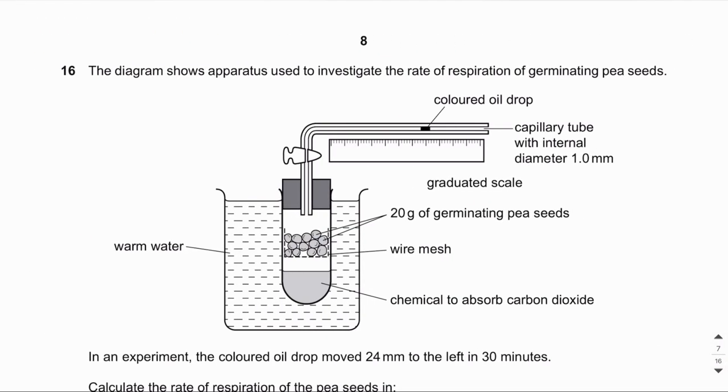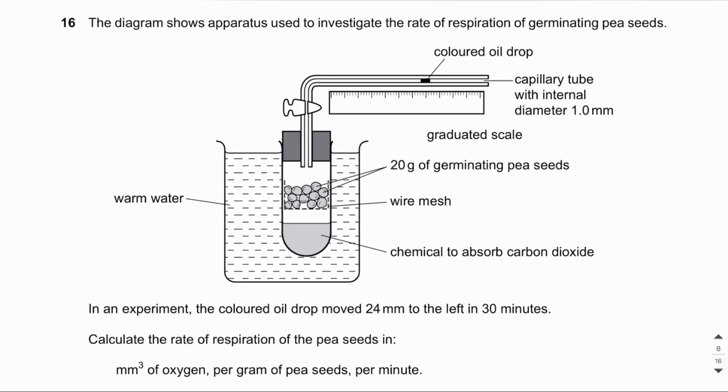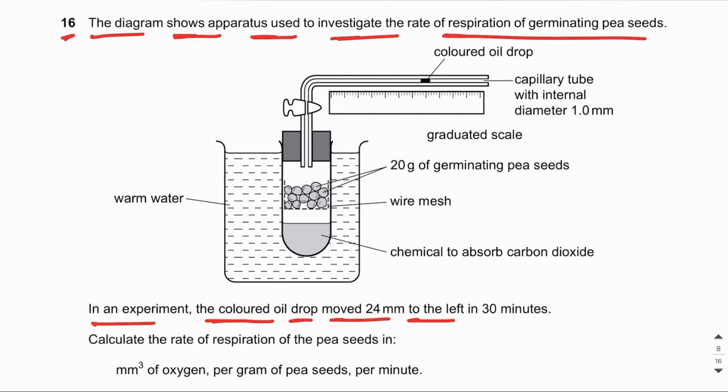Answer is B. Let's move on to MCQ number 16. This is a very good MCQ. The diagram shows apparatus used to investigate the rate of respiration of germinating pea seeds. In an experiment, the colored oil drop moved 24 millimeters to the left in 30 minutes. Calculate the rate of respiration of the pea seeds in millimeter cube of oxygen per gram of pea seeds per minute. Assume pi is equal to 3.0.